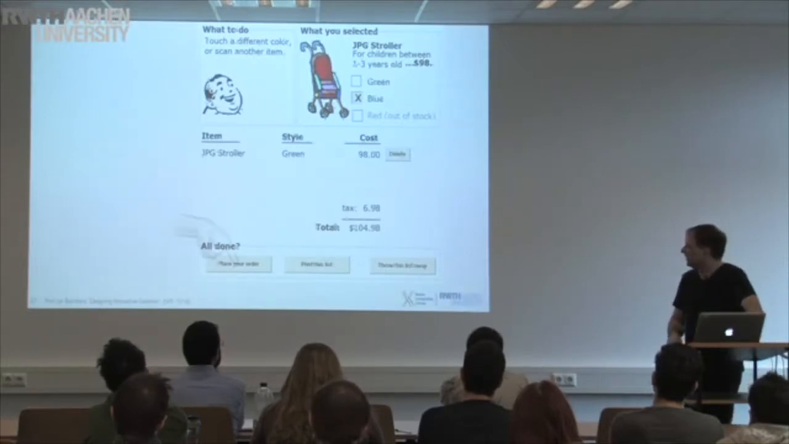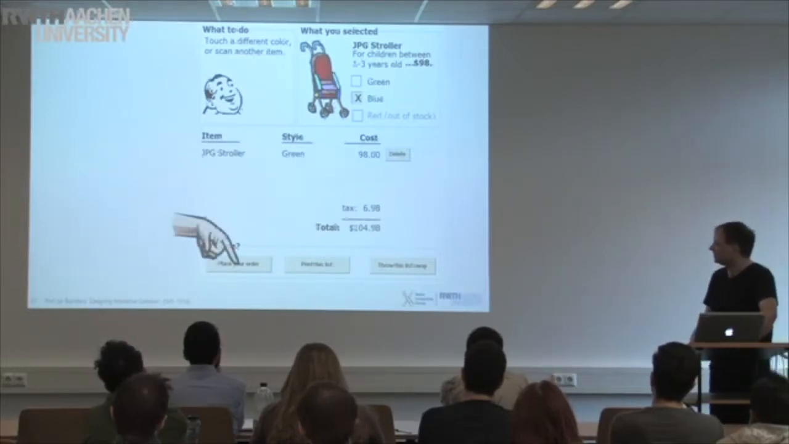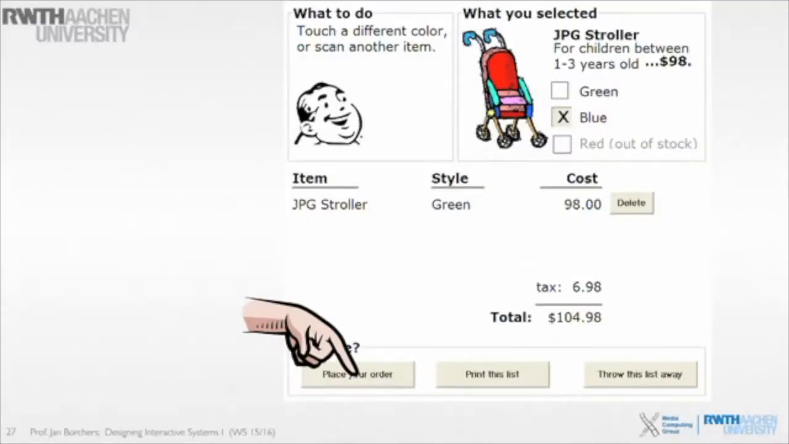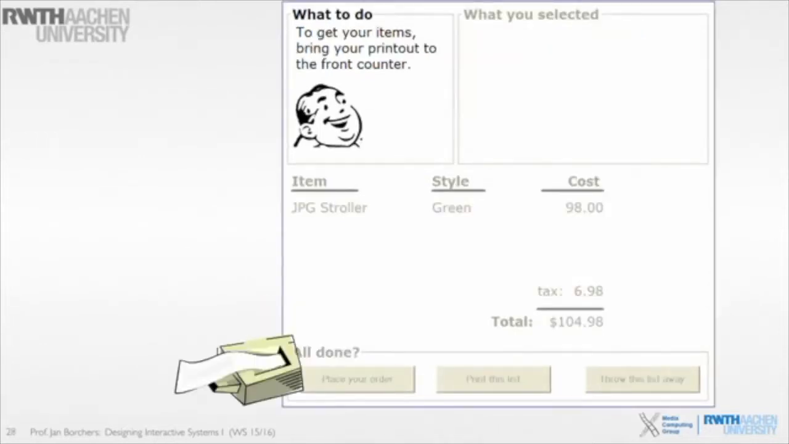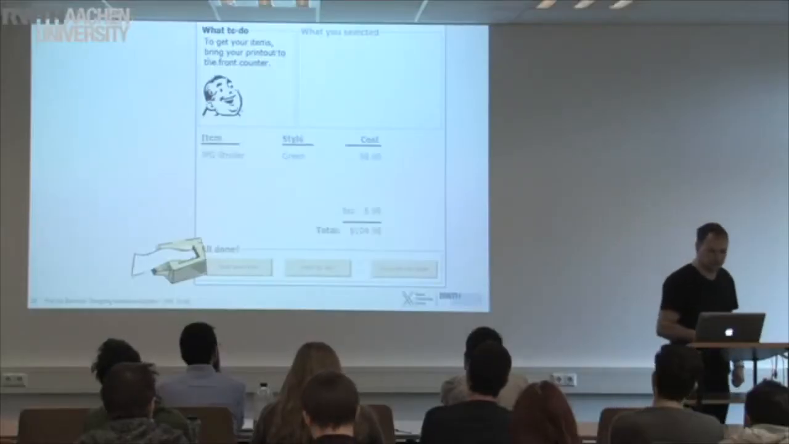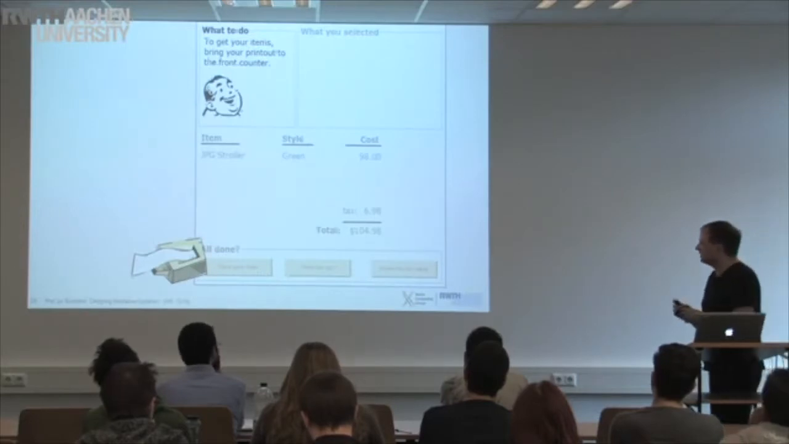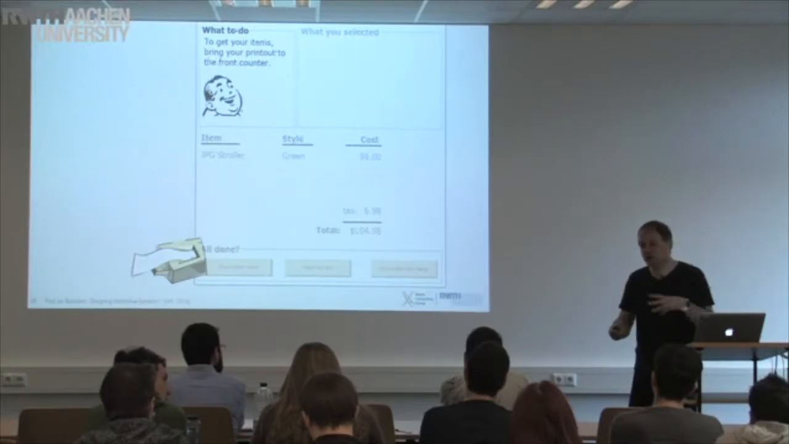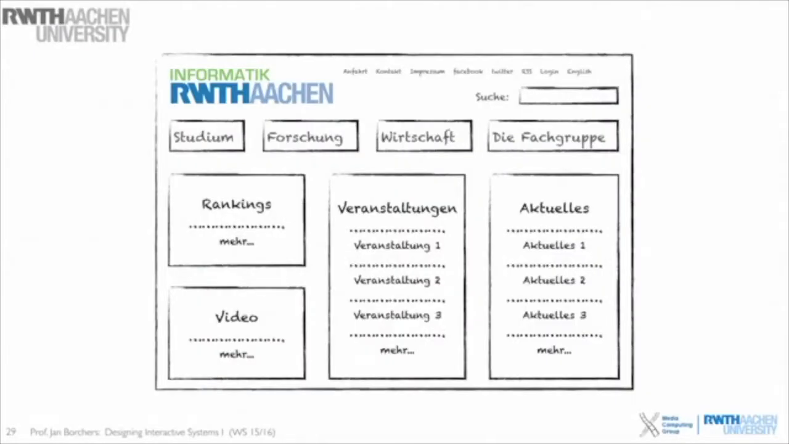Moving on, let's say the user then places an order, taps on the place your order button. What happens then is that the system creates a printout that you pick up, and you bring those printouts to the front counter at the exit of the store, where you can then pick up all your items and pay for them. So this was a very simple interaction. You can see some of the uses of animation, of using animated transitions in an application here in order to move from A to B.